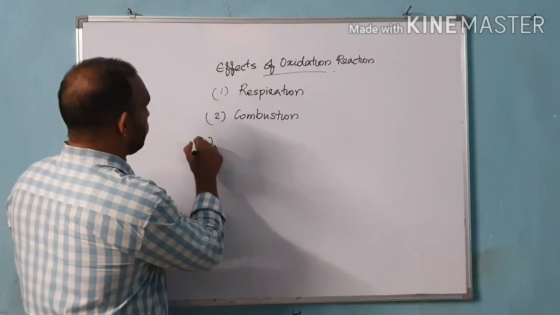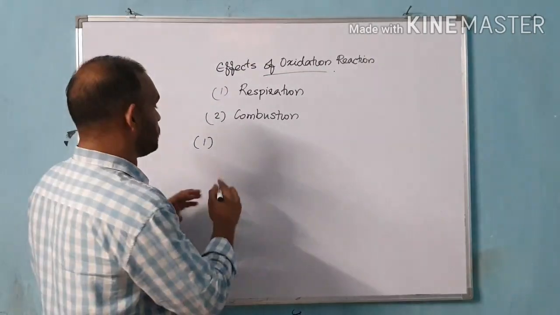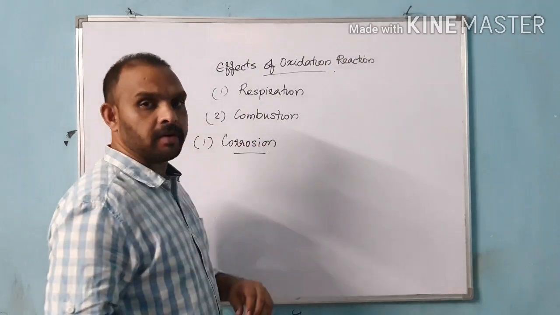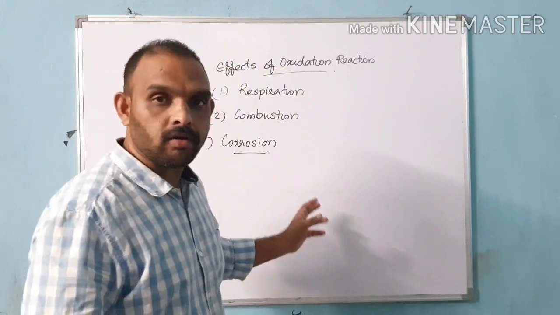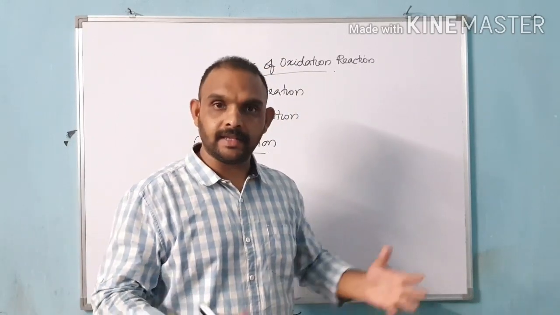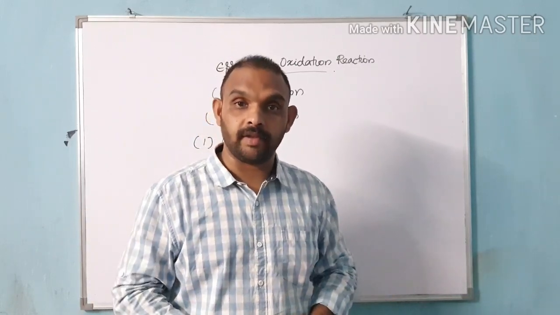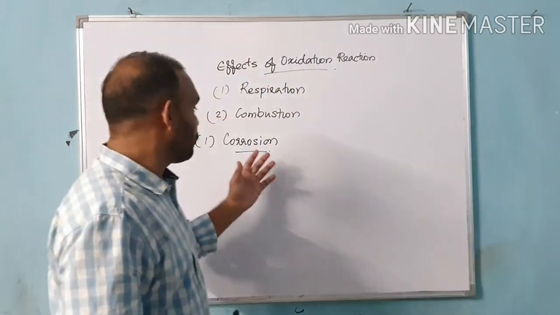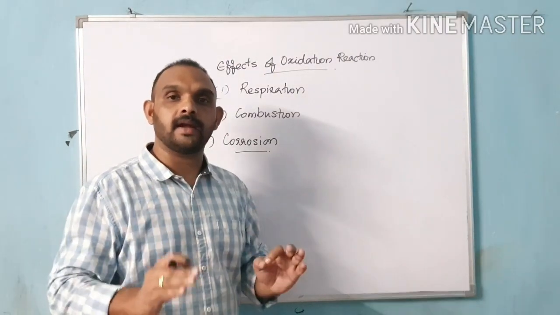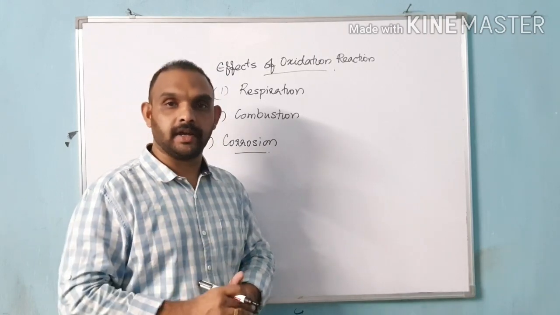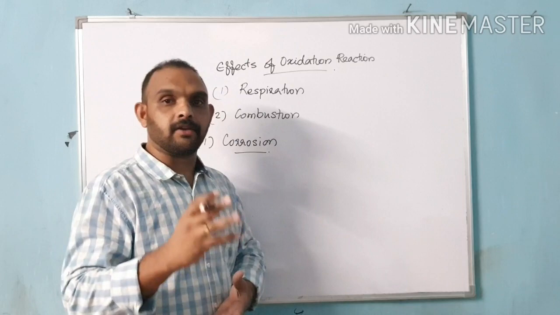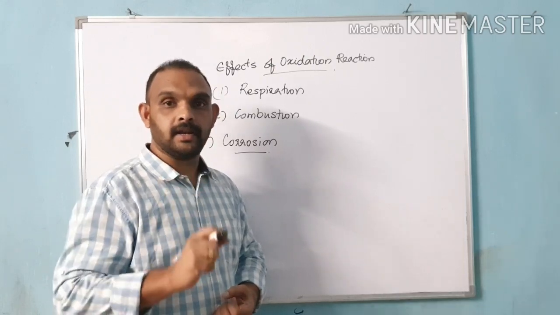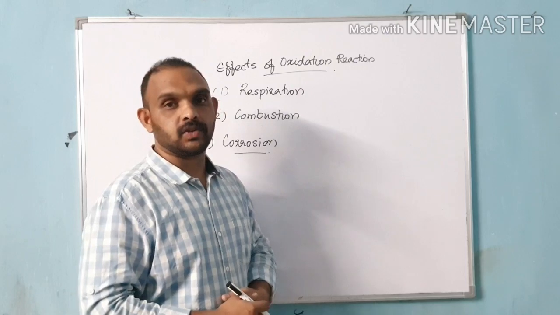The first undesired effect of oxidation reaction which we have to study is corrosion. You know what is meant by corrosion? Maybe from the smaller classes itself, you are hearing this term, corrosion, rusting and all these things. Till now, maybe many students have a doubt whether corrosion and rusting are the same or different. Let's see today.